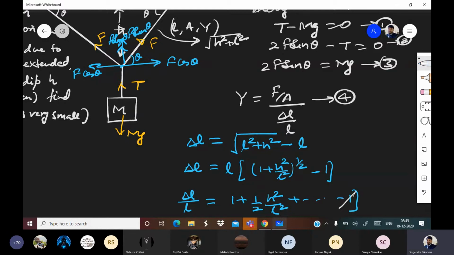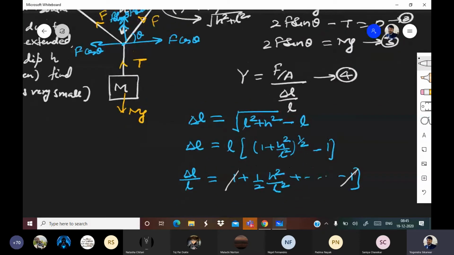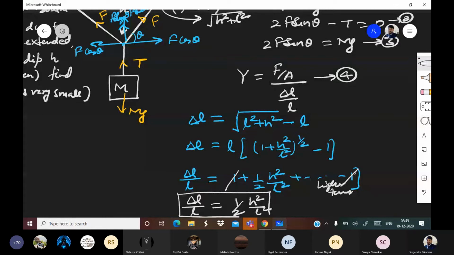So now here this 1 and this 1 got cancelled. So basically delta L by L becomes 1 by 2 h square upon L square. Higher terms will be negligible. So basically I got the value of delta L by L from here, and I am going to put that value in equation 4. Let me call this 5.